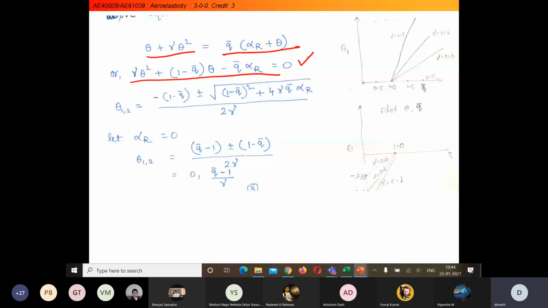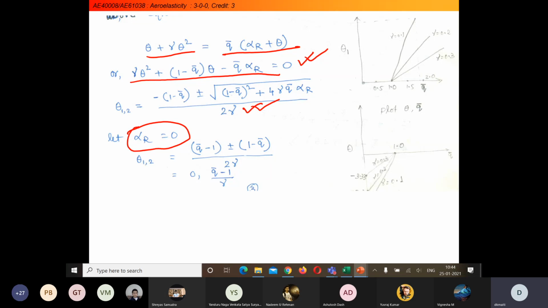So the two roots, theta 1 and 2, whatever I will be getting from here, if I put it in this, it will become theta 1 comma 2 equals 1 minus q bar plus minus square root of 1 minus q bar whole square plus 4 gamma q bar into alpha r, this whole thing divided by twice gamma. And now I'm just taking an analytical solution for alpha r equal to 0, because if I want to get the solution from this equation with non-zero value of alpha r, then I will not be able to get an analytical solution. I have to go for a numerical solution. I'll be discussing how to get the numerical solution.